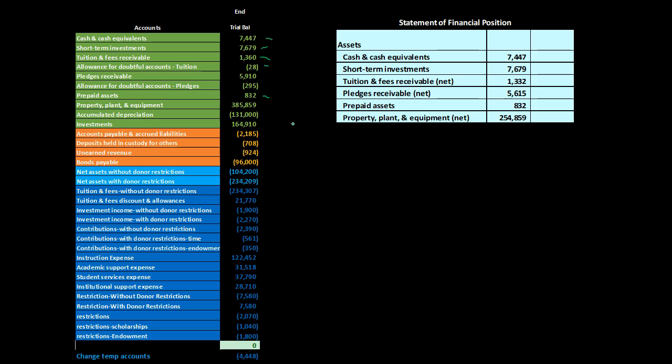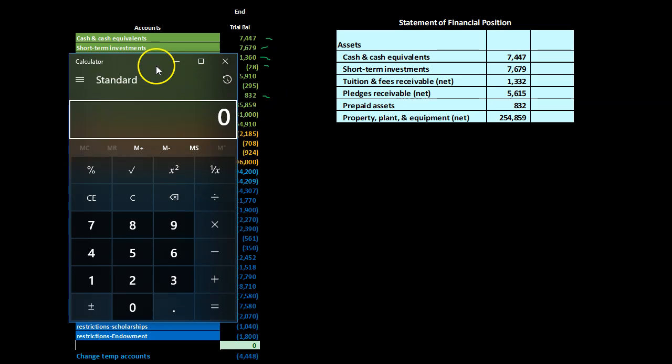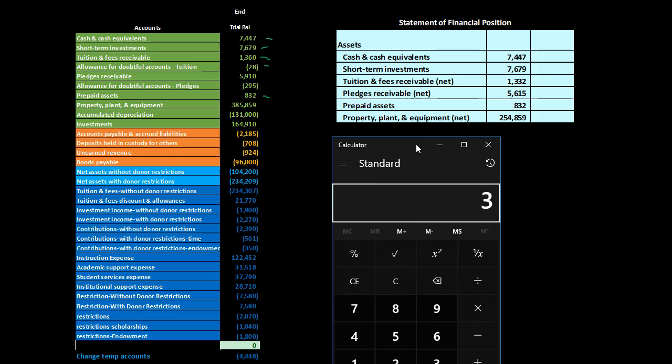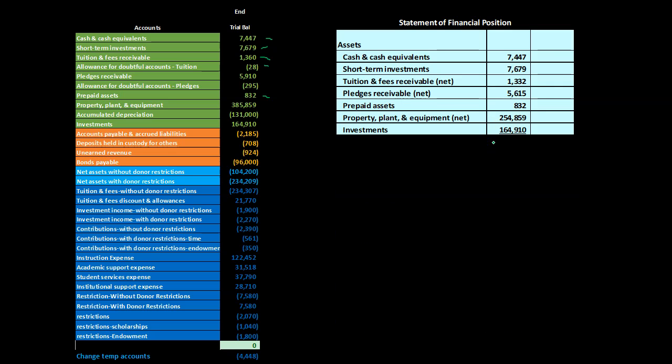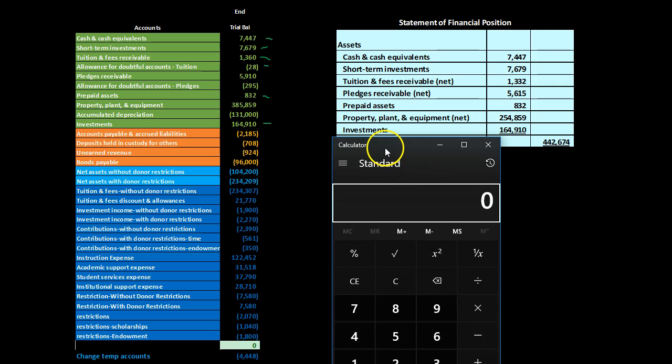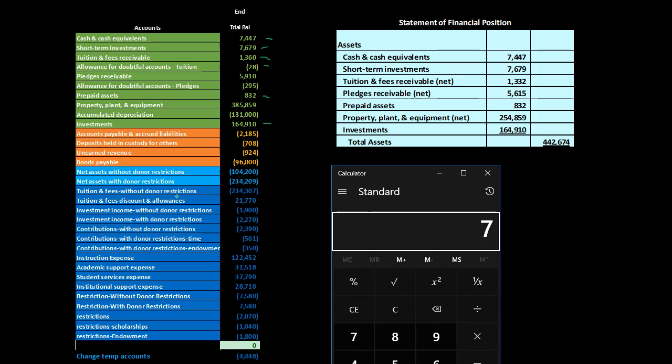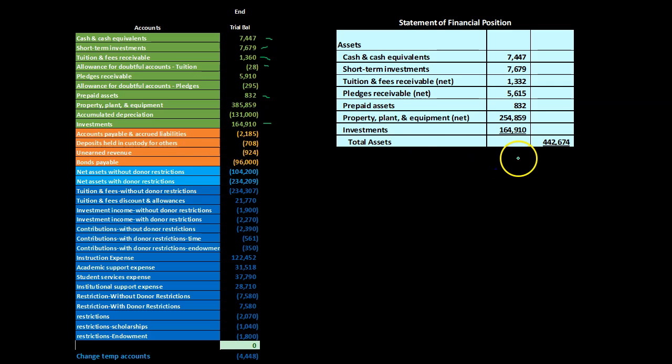Then we have the property, plant, and equipment. Once again, that being reported net. Net being the 385,859 minus the 131,000. That's going to be the 254,859. Then next we have the investments finally. So we have the investments of the 164,910. Summing all those items up within the assets section would of course be the 7447 plus the 7679 plus the 1332 plus the 5615 plus the 832 plus 254859 plus the 164910, giving the 442674. That's going to be our total assets.